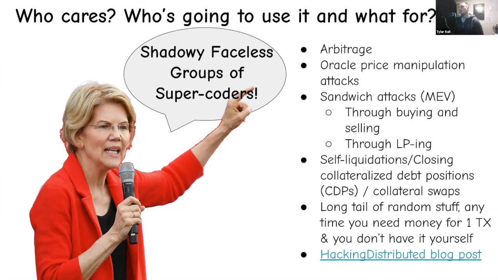And also collateral swaps, where you might say, I already have a position where I've taken out some loan, and I have some position already established where I owe someone money. So you can borrow money in a flash loan to close that position, open a new position somewhere else, and return the money in the flash loan all in one transaction. So it's very convenient for that. And then a long tail of random stuff. Anytime you need money and you don't have it yourself, flash loans can be useful.